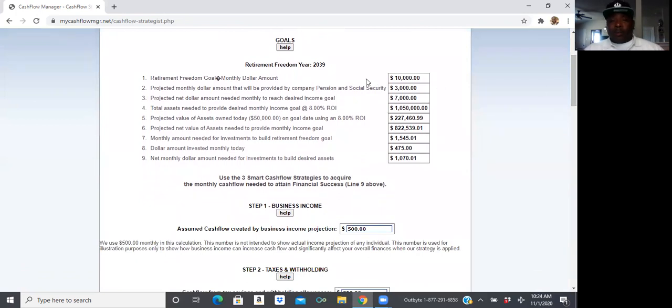So this right here is going to spit out the plan that we're actually going to put in place. It's going to make it more visual. So say our retirement freedom year is the year 2039. We expect to have about $10,000 a month coming in monthly. Our projected dollar amount provided by pension and Social Security is roughly about $3,000. So right now we're short $7,000. So our total asset needed to provide the desired monthly income goal at an 8% rate of return is roughly about $1 million. Most people don't even realize that. For you to stay permanently retired, you're probably going to need a portfolio of at least $1 million.